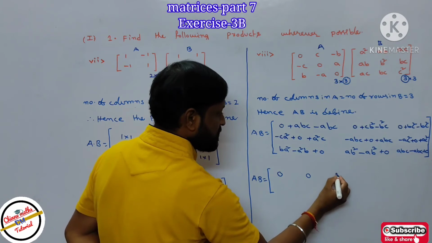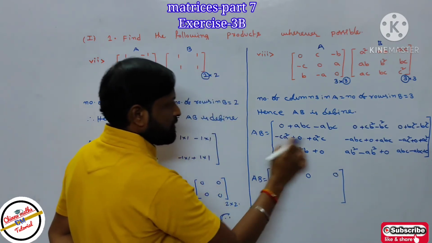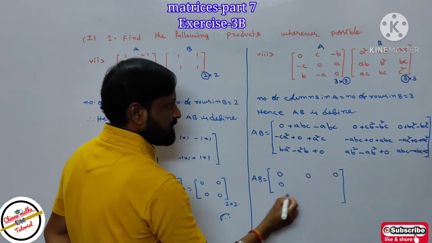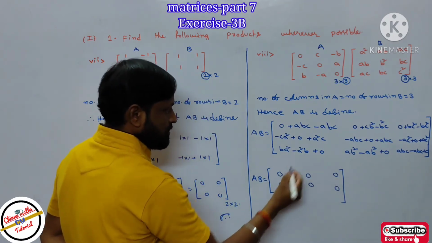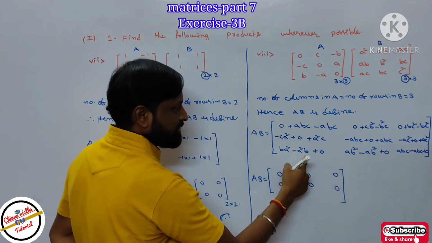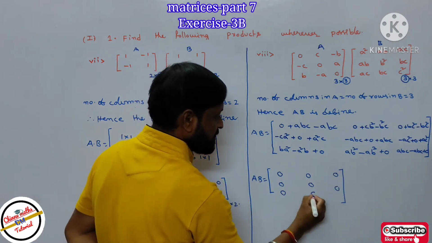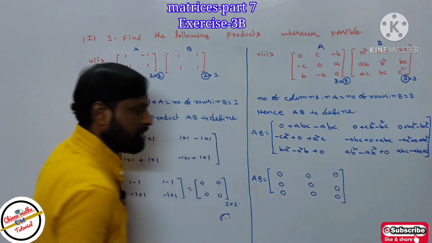The last element is also 0. So plus minus both get cancelled, 0. So it will be 0. The last one is also 0. So plus minus both get cancelled. It will also be, both get cancelled, 0, 0. So what will we get?